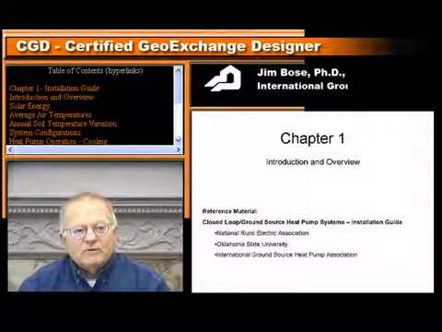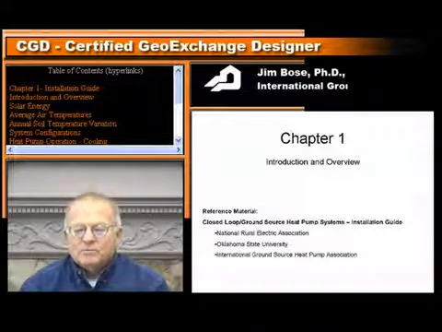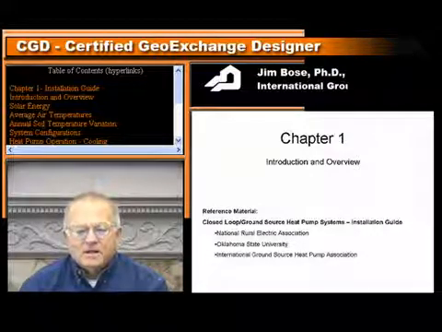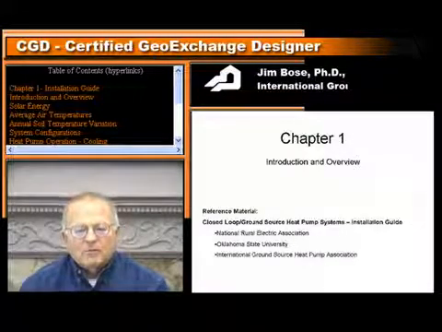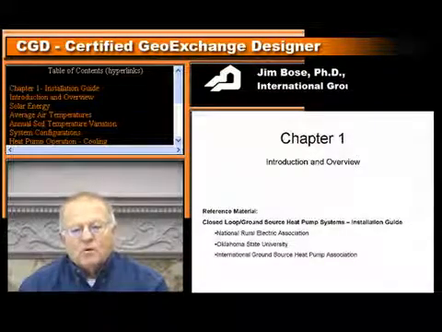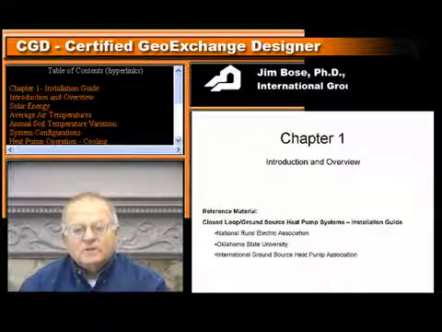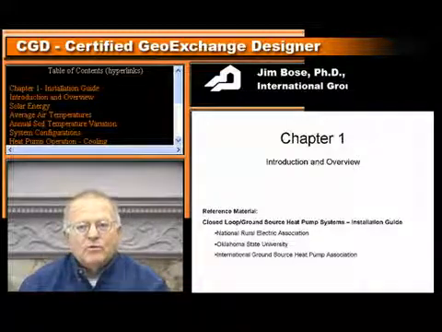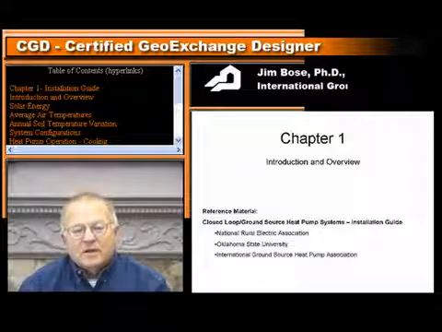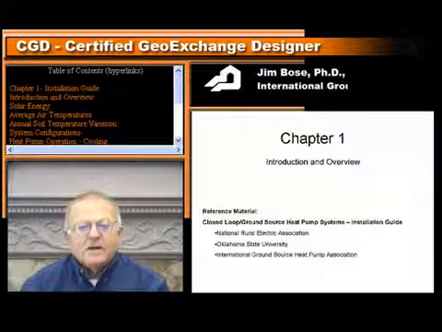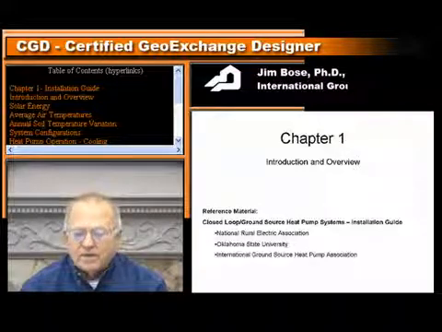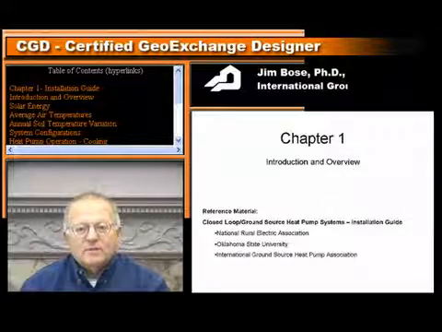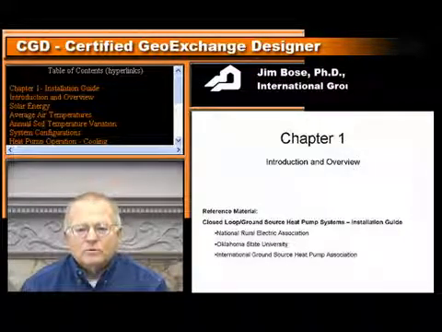As I said, the reference material is the Closed-Loop Ground Source Heat Pump Systems Installation Guide, and this is a cooperative project with the National Rural Electric Cooperative Association, Oklahoma State University, and the International Ground Source Heat Pump Association. All three of these were participants in the development of this guide, as well as an industrial advisory board that did a peer review to make sure that it did fit what was needed in the industry.